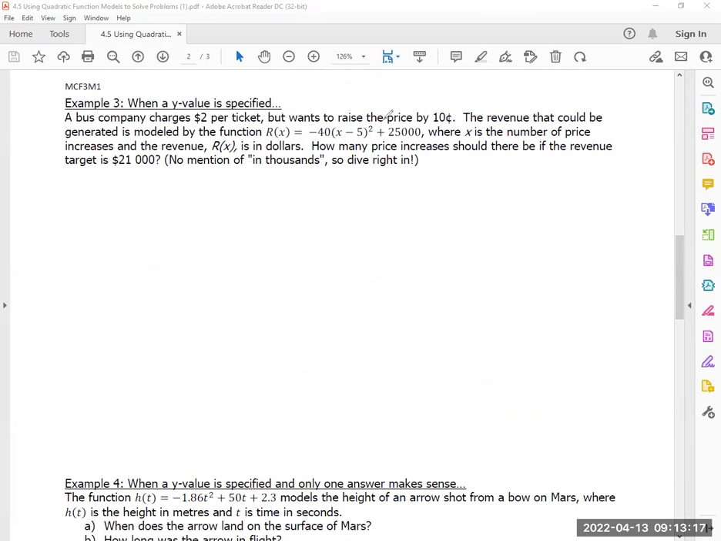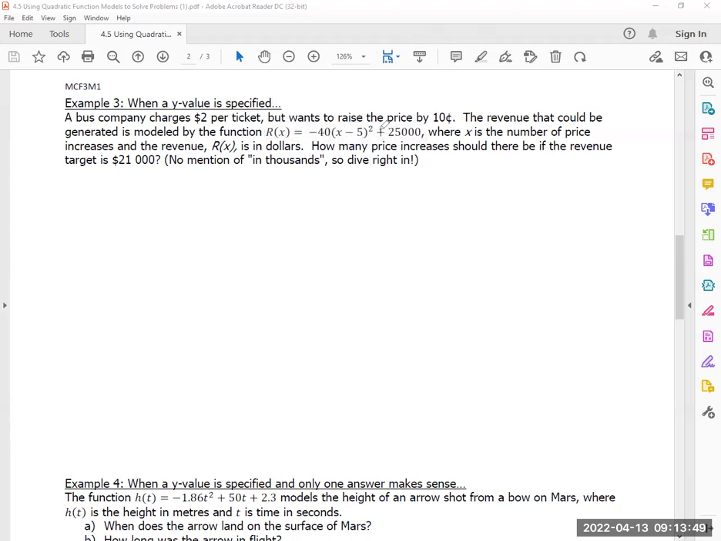Step 1, let's figure out what they want. A bus company charges $2 a ticket and wants to raise it by 10 cents. The revenue that could be generated is modeled by, oh look, an equation in vertex form. X is the number of price increases. R(x) is revenue in dollars. How many price increases? Right there.